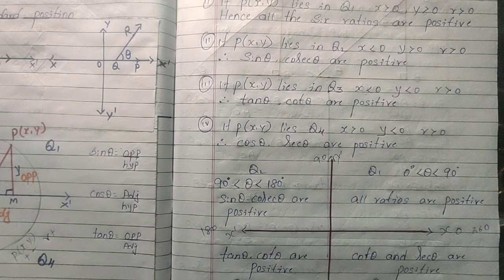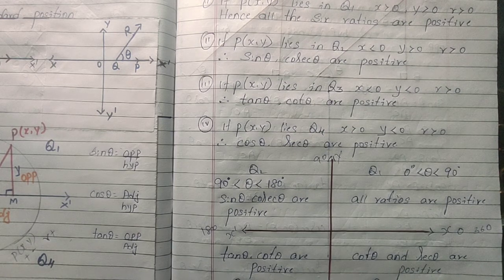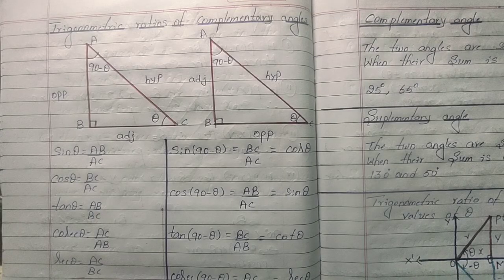Sin and cosecant are positive in the second quadrant. Tan and cot are positive in the third quadrant. And cos and secant are positive in the fourth quadrant. Now let us understand the trigonometric ratios of complementary angles.